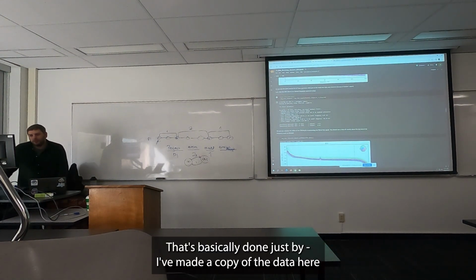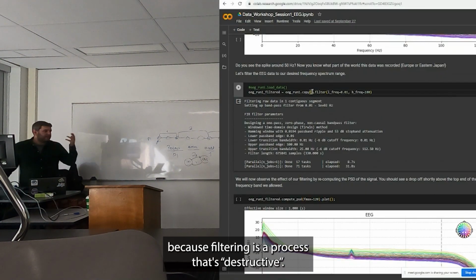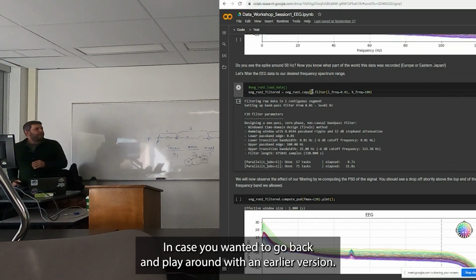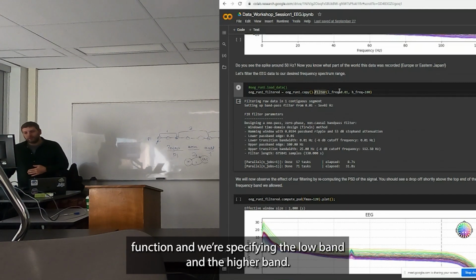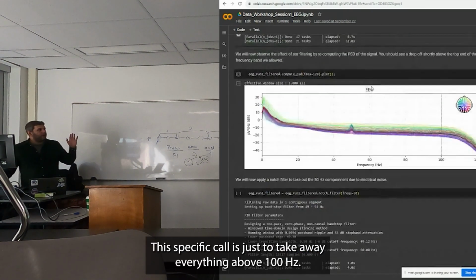That's basically done just by, I've made a copy here because filtering is a destructive process. It's not something you can just take away. So in case you want to go back and play around with an earlier version, I've put this copy in here. Basically, we're calling the filter function and specifying the low band and the higher band. This specific call is just to take away everything above 100 hertz.